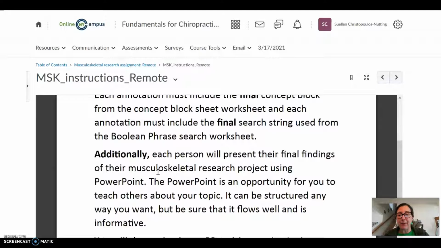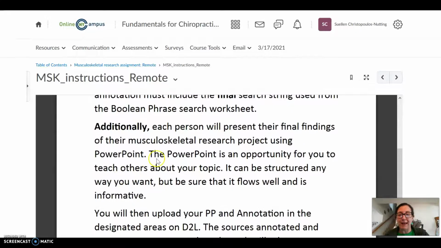This gets to the point of, you are going to have to do a PowerPoint, and this is an opportunity for you to teach others about your topic. So I don't have a structure. I don't have a certain amount of slides. It's really your opportunity to teach me or teach others in the class about your musculoskeletal topic.